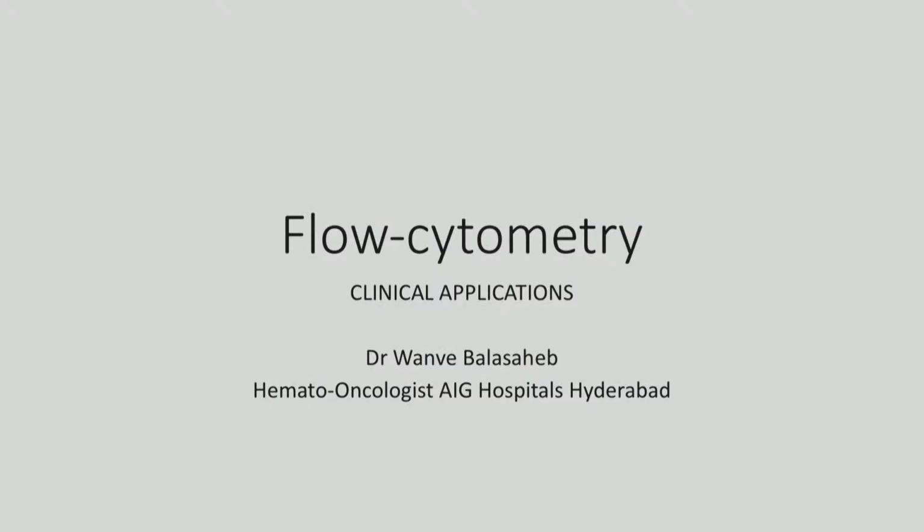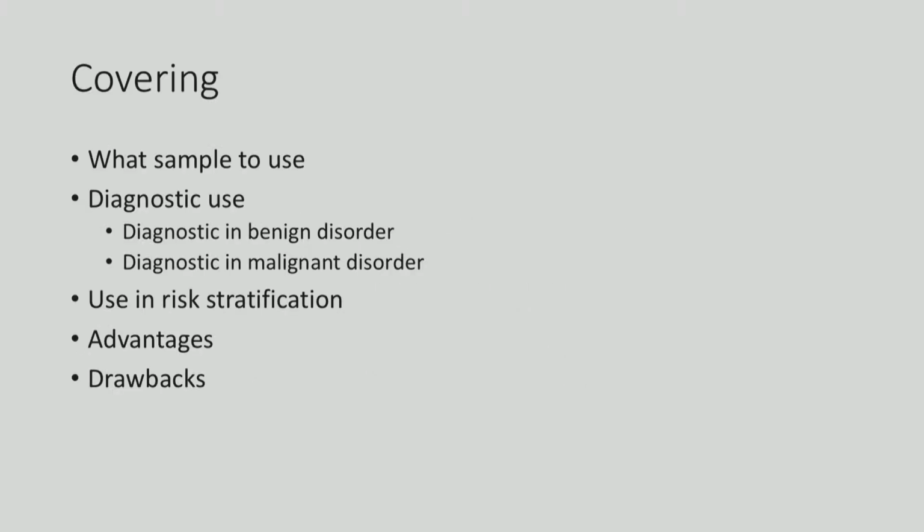Good afternoon, everyone. After listening to Shashidhar sir's presentation, my topic is very small. I'm just covering clinical applications of flow cytometry, what samples to take when ordering flow cytometry, and in what illnesses we use flow cytometry, majorly to diagnose hematolymphoid malignancy and other indications. I will be covering samples used, diagnostic uses in benign and malignant disorders, use of flow cytometry in risk stratification, advantages of flow cytometry, and drawbacks.